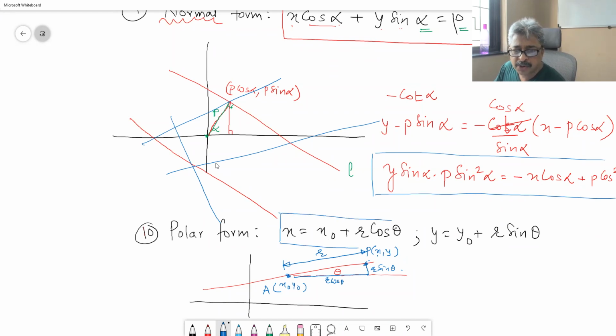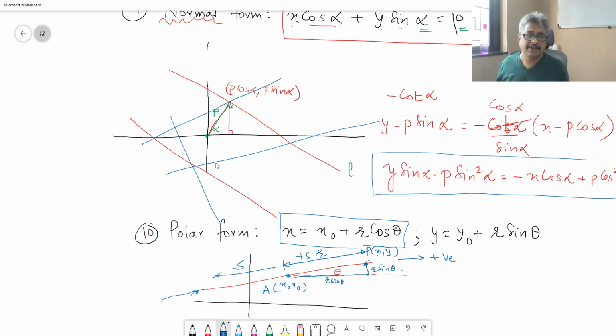Now here comes the important thing: whether r is positive or negative, and whether you are considering this direction positive or not. But it has to be decided once and for all. If I give r equal to 5 units, there will be two points on the line, one this side and one this side, which are at 5 distance from the base point. But we can always say that this is minus 5, this is plus 5, or vice versa, depending upon your convention and what you would really like to achieve.